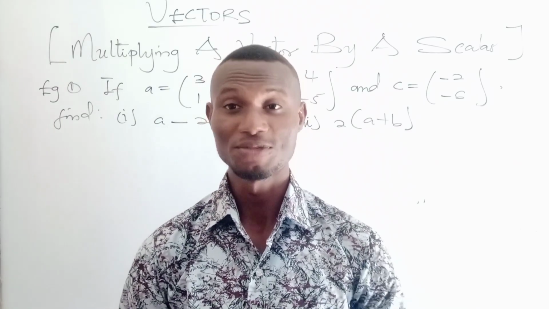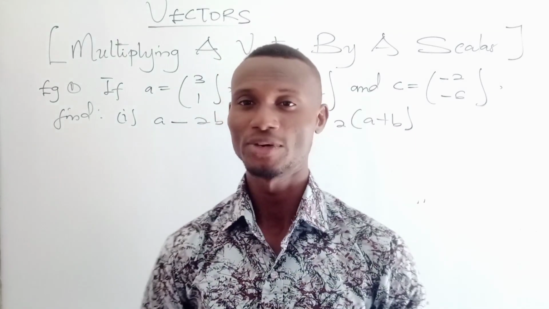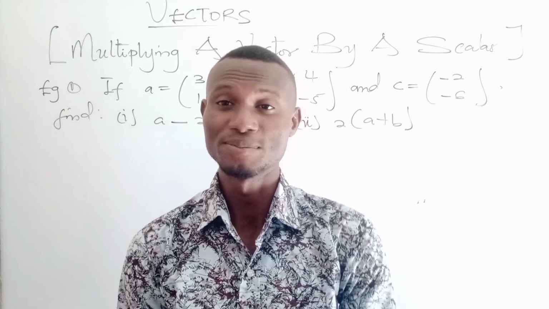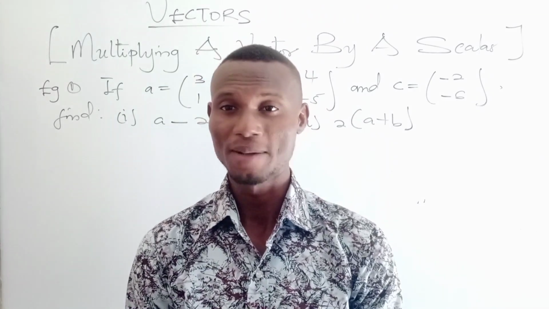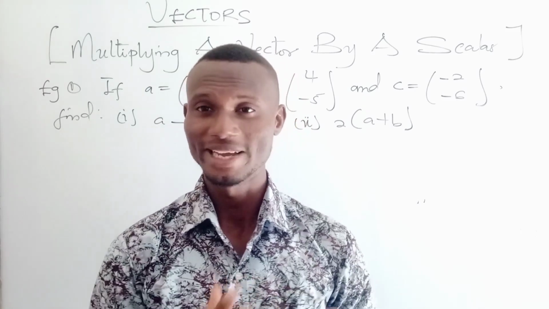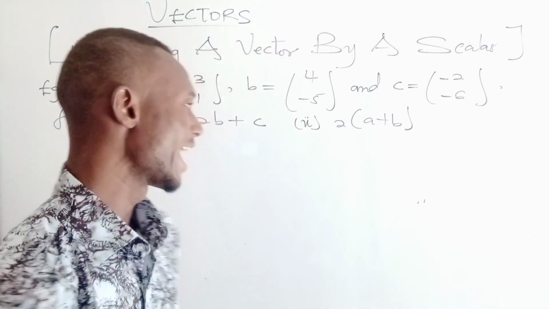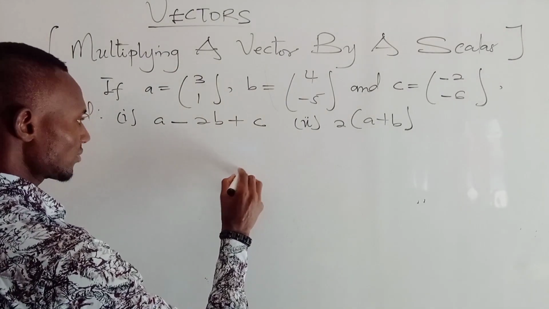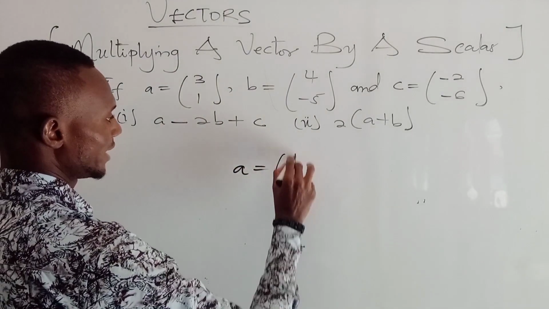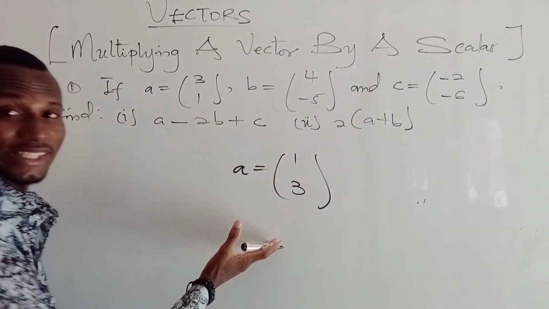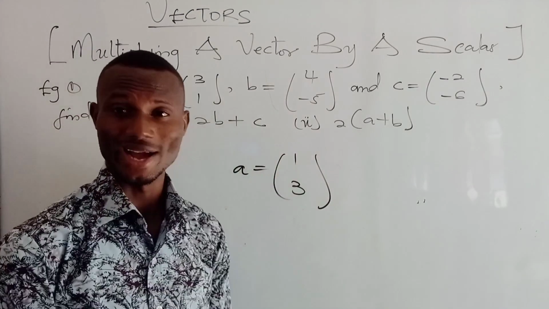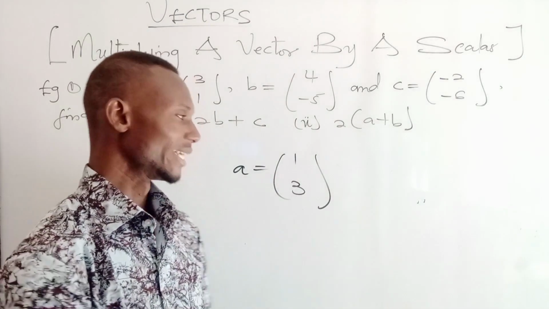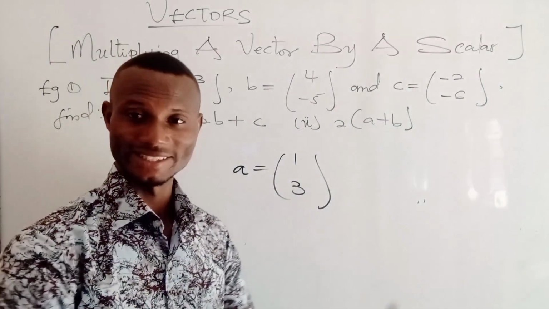Before we tackle the example on the board, I'm going to give another explanation of what it means to multiply a vector by a scalar, using some examples. Assuming I have a vector on the board, let's say vector A equals (1, 3). And assuming that I want to multiply this vector A by a scalar.